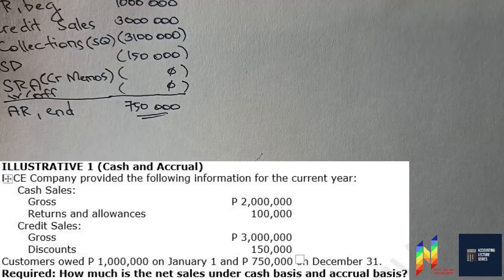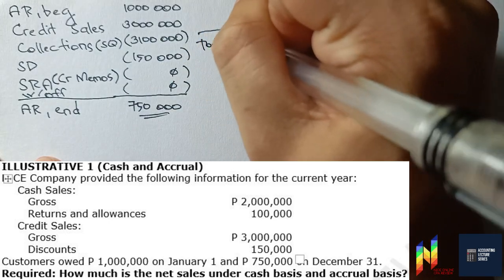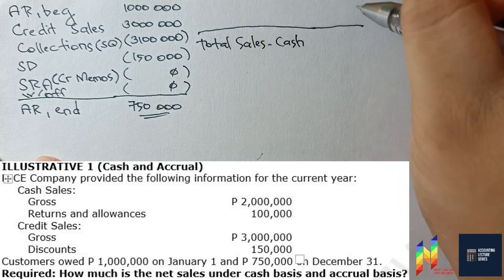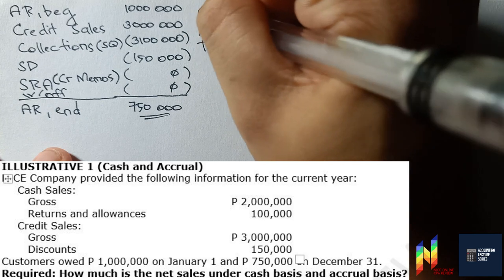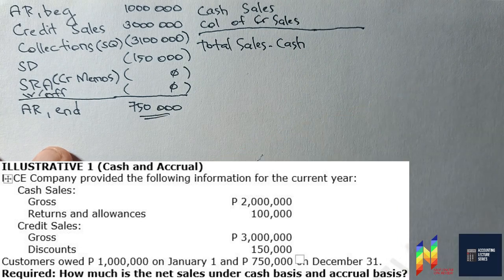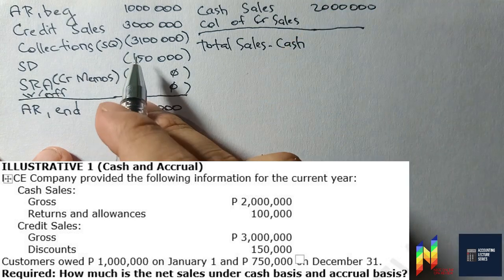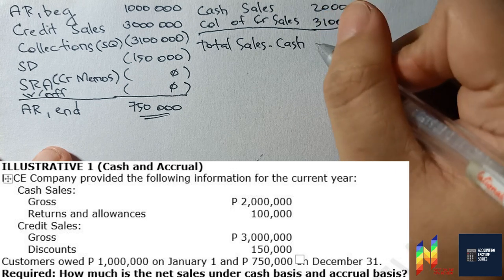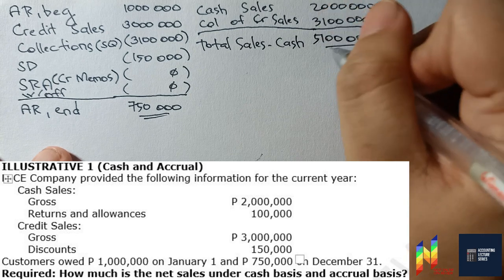Very good? Alright. So, the total sales under the cash basis of accounting is, ano nga ulit? Cash sales plus the collection of credit sales. Liwanag? Since cash sales natin is 2 million, and we collected a total of 3.1 million, we now have total sales equal to 5.1 million pesos. Again, total sales is 5.1.